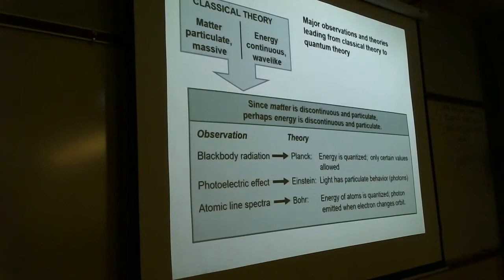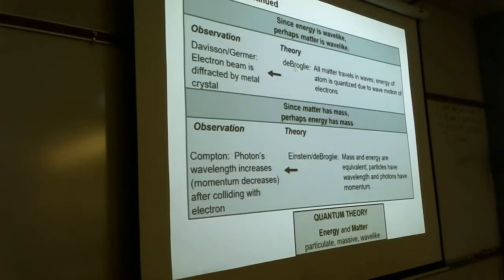So here's the original classical mechanics belief. Matter is matter, energy is like a wave. We already talked about photoelectric effect and black body radiation. Energy is in packets, only certain values are allowed, and then light behaves like it has matter. Energy of atoms is in packets, which is what we just set up here. And then emitted when electrons change their orbit. That's what atomic line spectra showed us. See, there's good old Bohr. And then de Broglie says matter travels in waves, and it's not just any old waves, it's quantized and specific. And then Einstein and de Broglie together, mass and energy equivalent, particles have wavelength, photons have momentum, right?